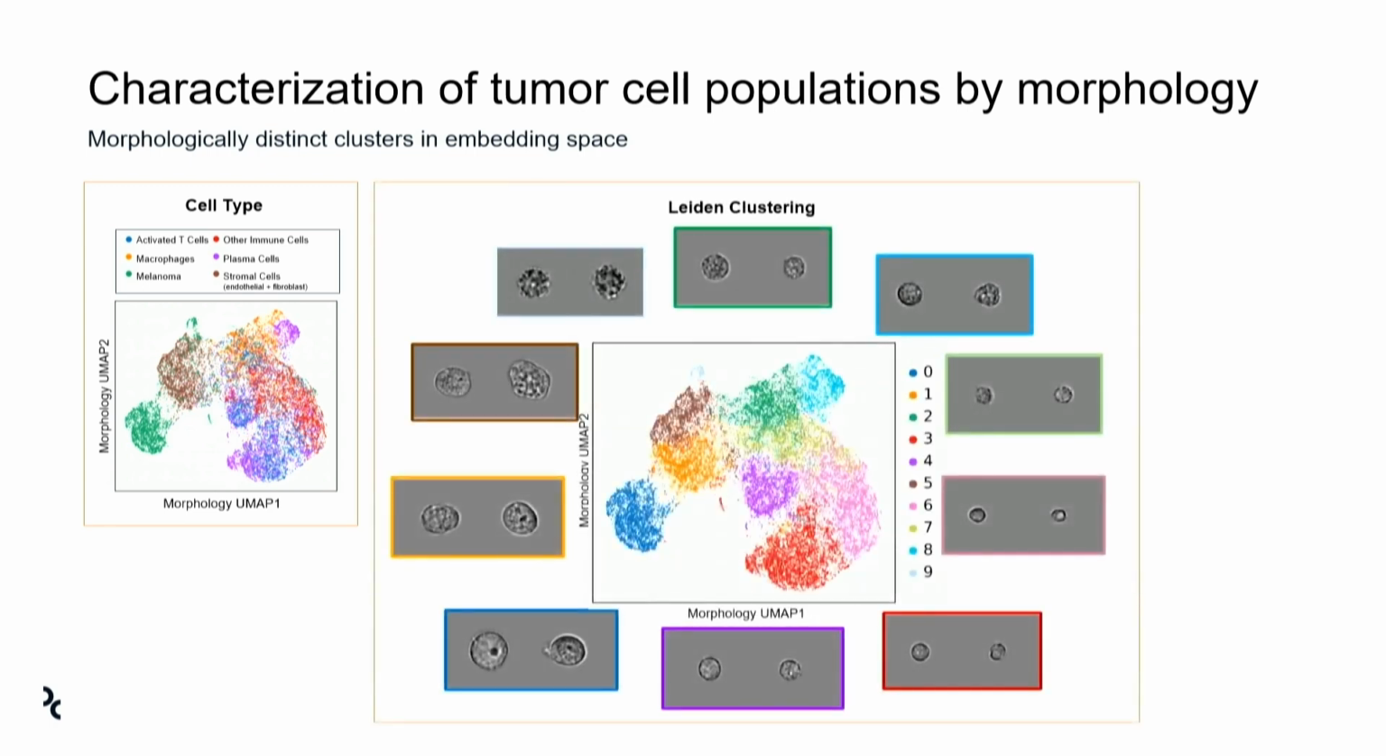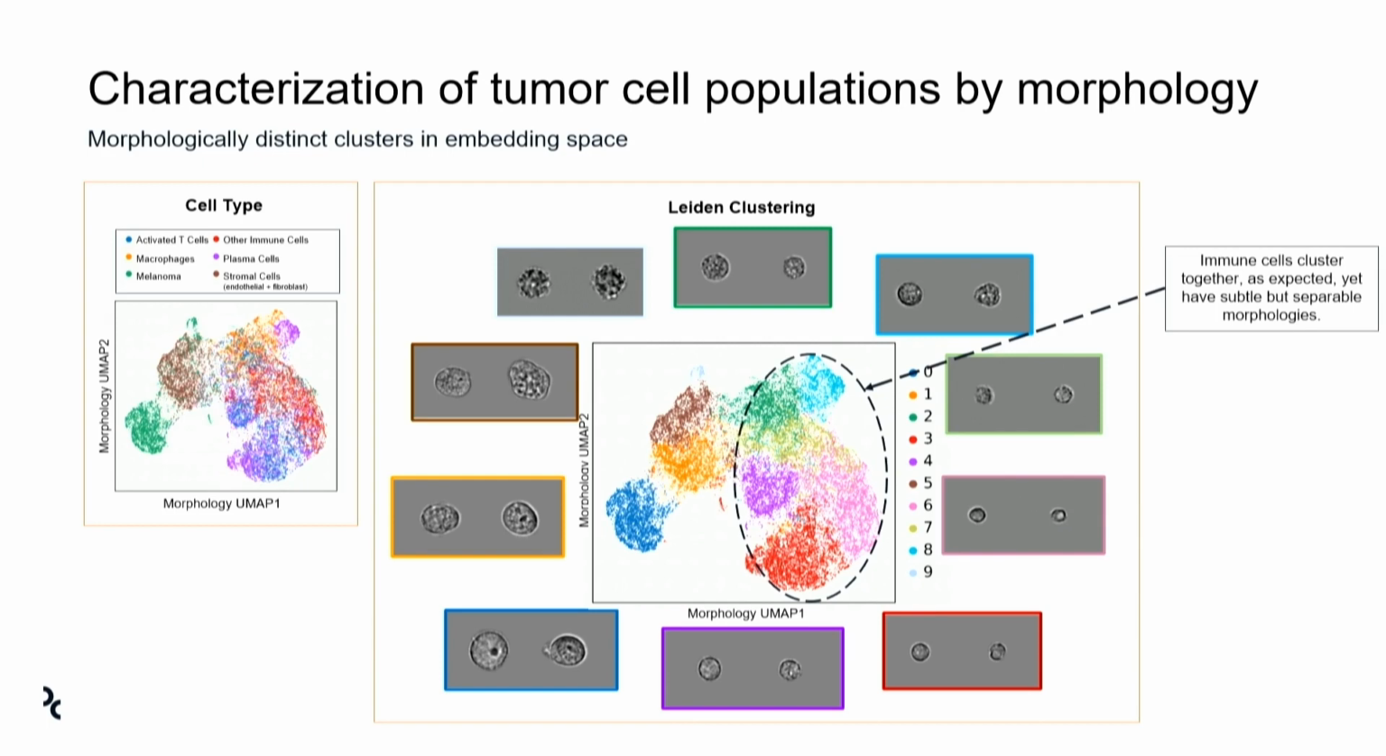But then we also utilized morphology embeddings, UMAP, that was colored by Leiden clustering. And then in this case, when we dig deeper, and these are bright field images taken off of the Deepcell platform, we can see immune cells cluster together as expected, but they do seem to have some subtle and separable morphologies. And then we can also see, more interestingly, that pigmented melanoma cells distinctly cluster separately as well. And this was all done without any kind of labels, which is quite challenging with other methodologies where you do need a label. Here, this was all morphology-based.